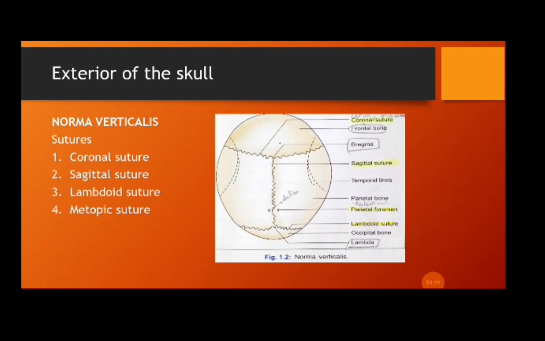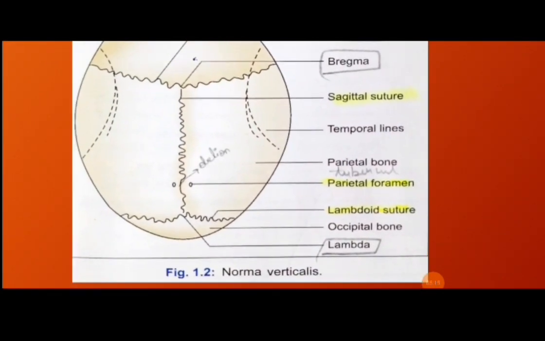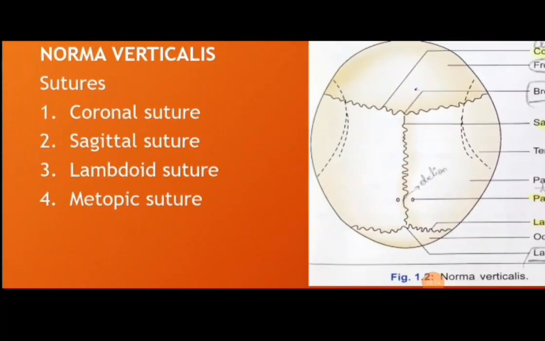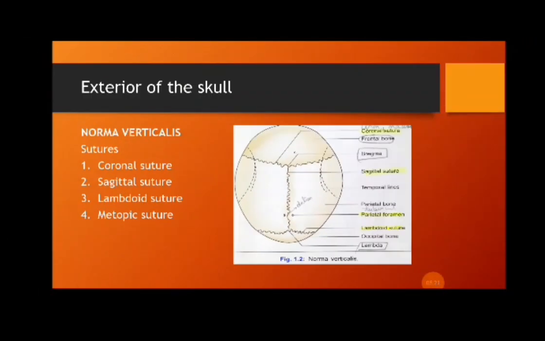Then sagittal suture. Sagittal suture is in between two parietal bones. Then lambdoid suture. Lambdoid suture we were studying just now, is denticulate. So lambdoid suture is in between parietal and the occipital bone.